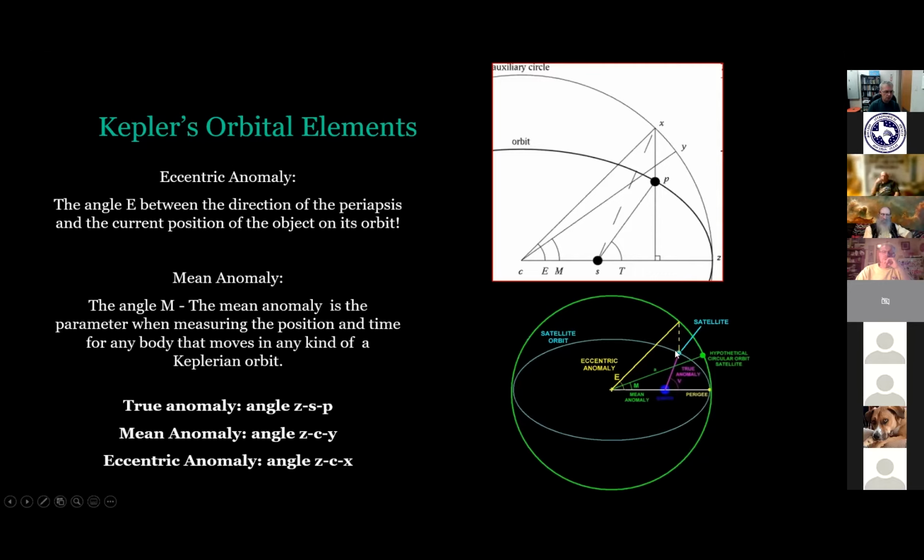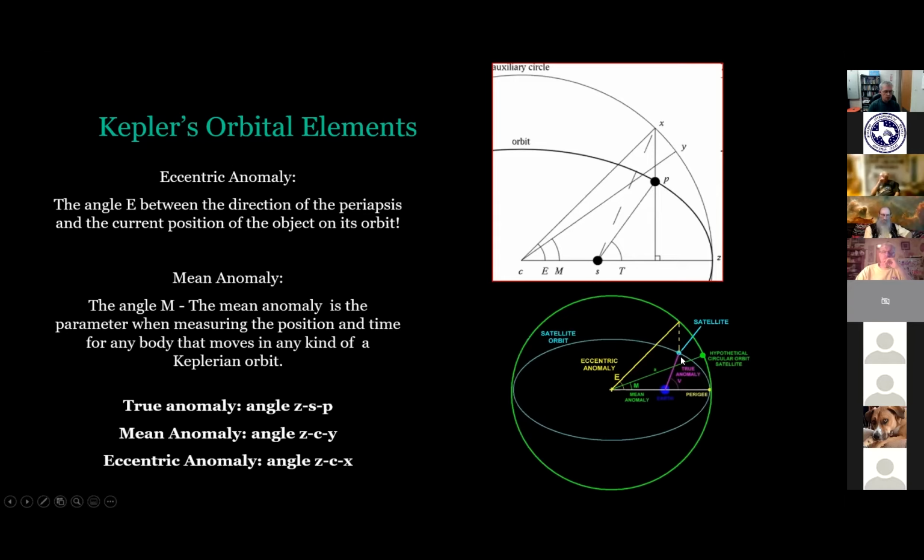Now imagine if we took this body and shifted it to where we draw a nice circular orbit, using this distance right here, the semi-major axis, as the radius for a nice circle. So, a hypothetical circular orbit for the Earth. Looking from this position in that circular orbit to the point of perigee, that's going to be the mean anomaly.